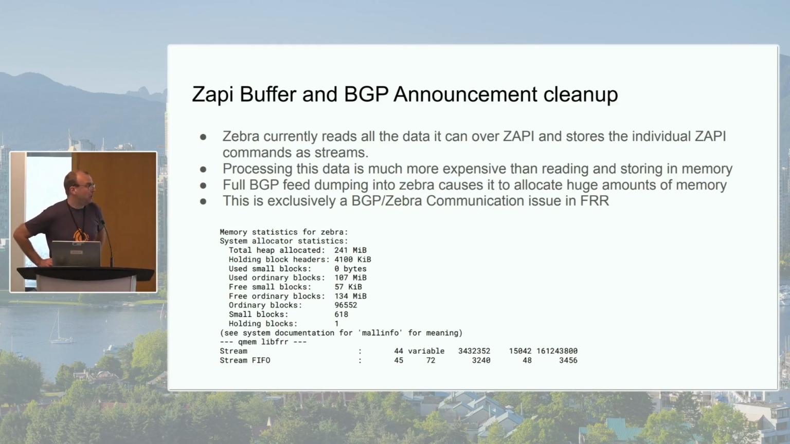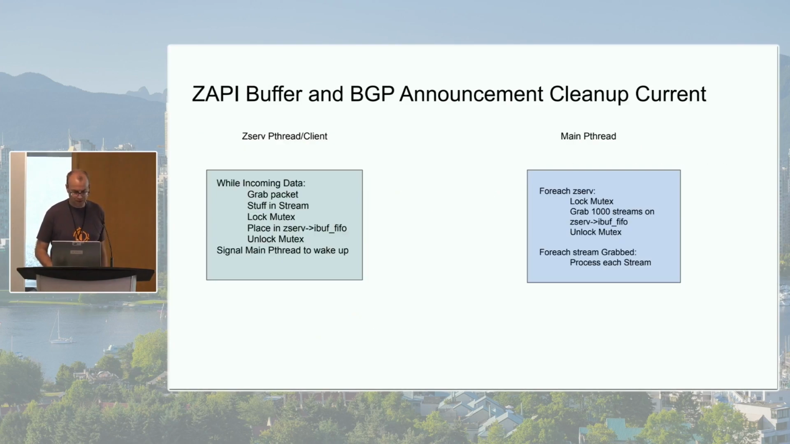So what we need to do is have a little feedback mechanism where Zebra can signal to upper level protocols that I need you to slow down sending me data. Realistically, this is really just a BGP Zebra communication issue. Most other routing protocols don't have the possibility of millions of routes being installed at one time, and we haven't seen this programmatically as a problem anywhere other than BGP and Zebra.